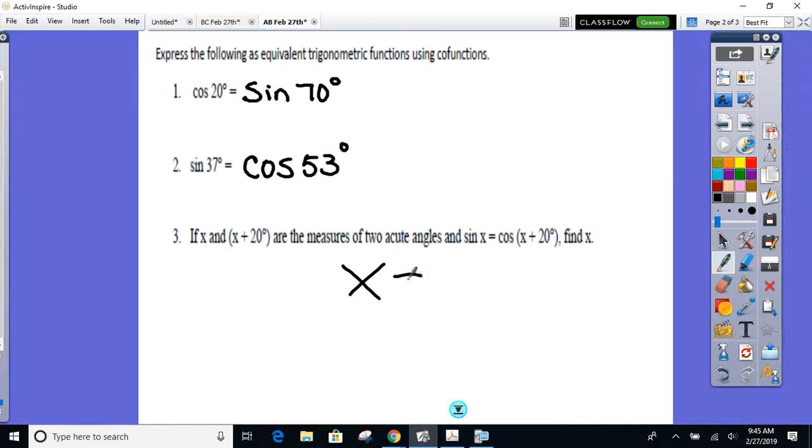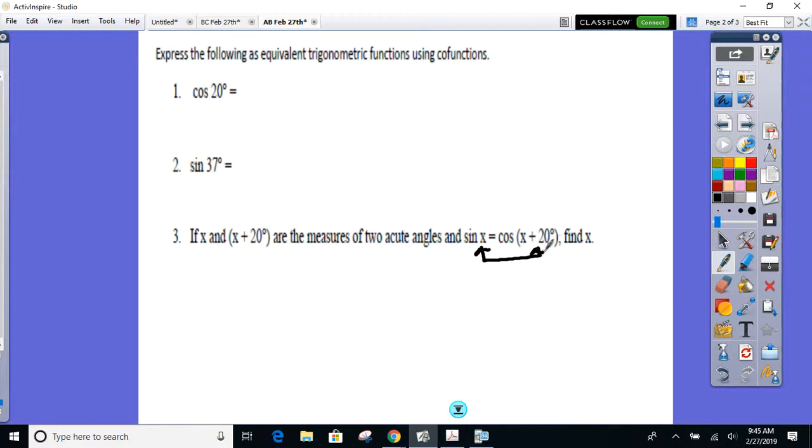Oh, they're equal. x equals x plus 20, and I'll try to solve that. Oh, you're not picking up what I just showed you. Ready? If sine and cosine are going to be equal to each other, what do you know about the two angles then? If sine and cosine are equal, what do I know about those two angles? Complementary. So you wouldn't set them equal to each other. What equation could I set up, though, to find x?